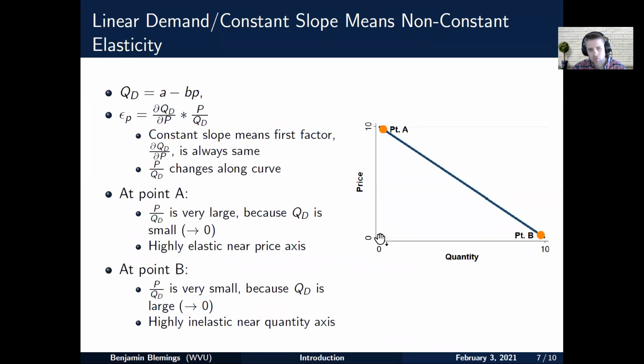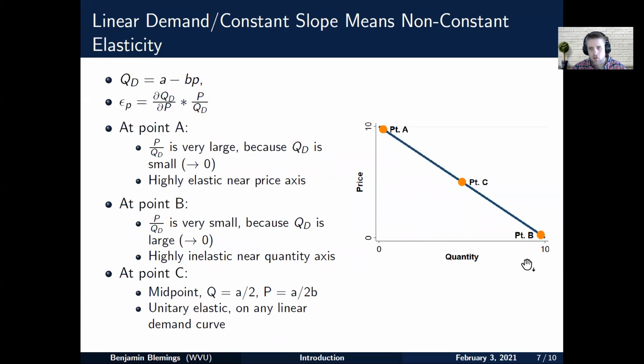All right, so let's think about another point. At point B, this P over QD is very small because QD is large. So we're starting to divide by a very large number, meaning that as we approach the x-axis, the quantity that we estimate for elasticity becomes all the way inelastic, or infinitely inelastic. And we know that at the midpoint of a curve, that is the unitary elastic point for linear demand curves.